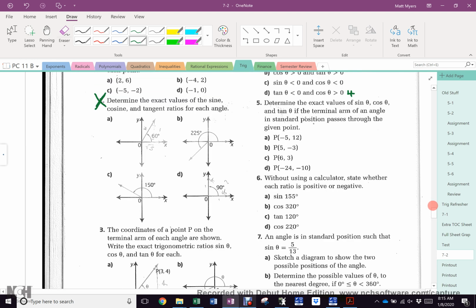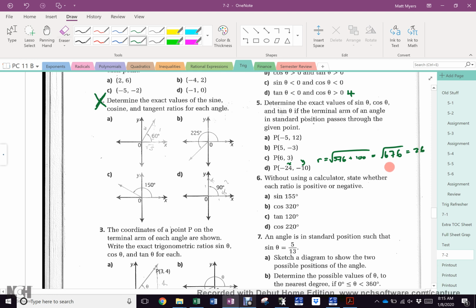5, choose a letter. D again, I'm getting a pattern. That's X, that's Y. I need R. R is the square root of 24 squared plus 10 squared, which is 576 plus 100, is 676. Square root that to get 26.